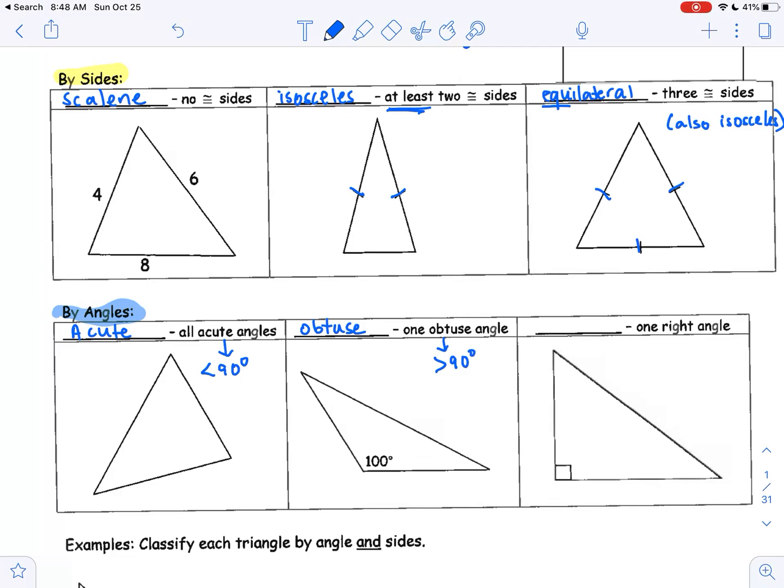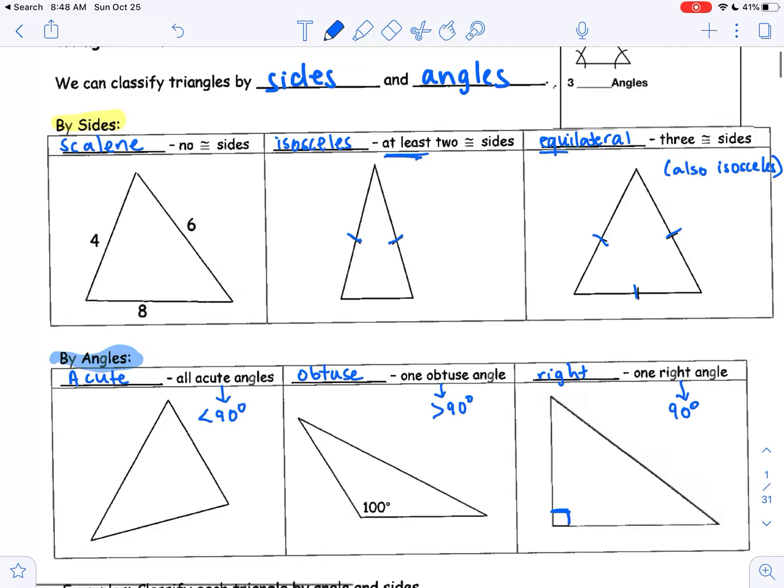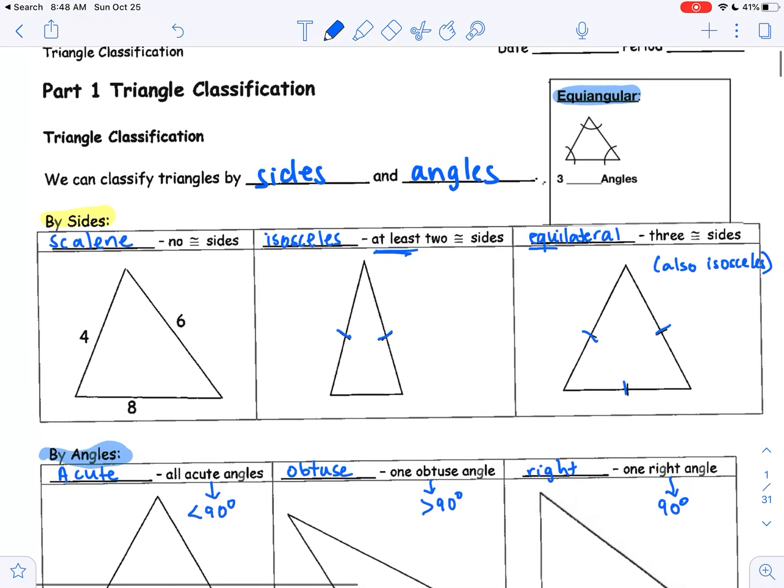And lastly, if one of the angles within the triangle happens to be a right angle, 90 degrees, marked off by this little square in a corner, then we would describe it as a right triangle. Now, putting it all together, we usually will describe it by sides, then by angles.